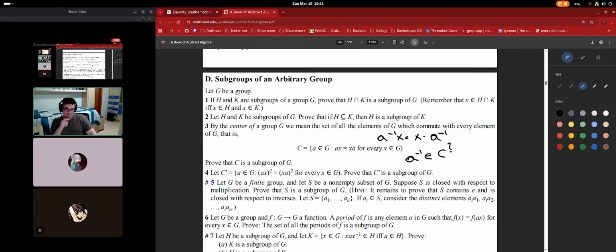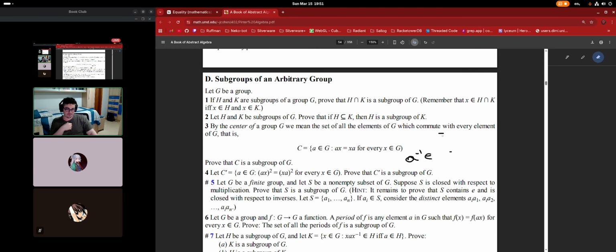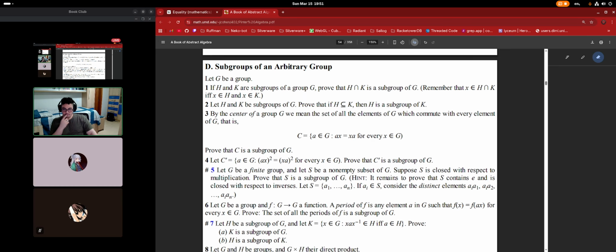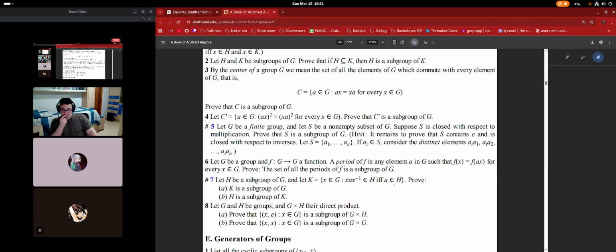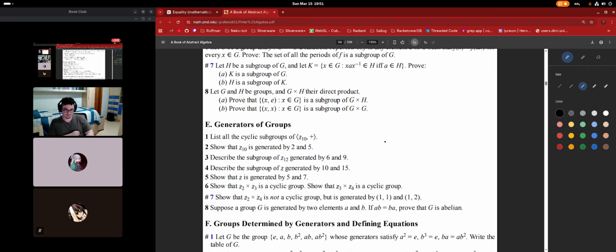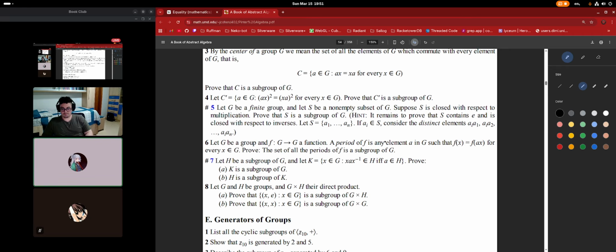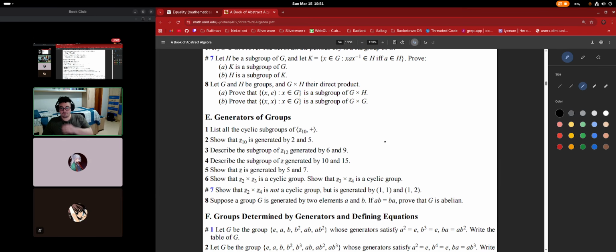Okay. Anyway, so let me remove these things. And then there is the same thing for the square as well. And then we talk about functions. Okay, anything special about D that you guys want to talk about? Other than the one about the center, not really. Okay. And then generators of groups.